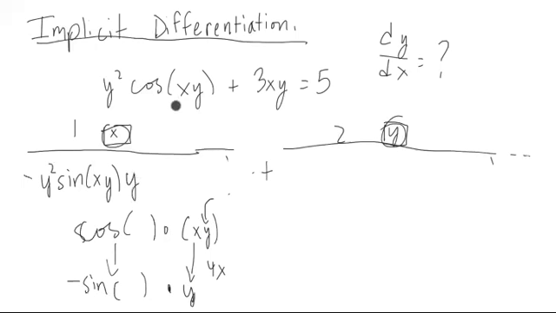Okay, next. Good so far. Then over here, we think of 3y as being a constant, x is the variable, so we just get 3y.